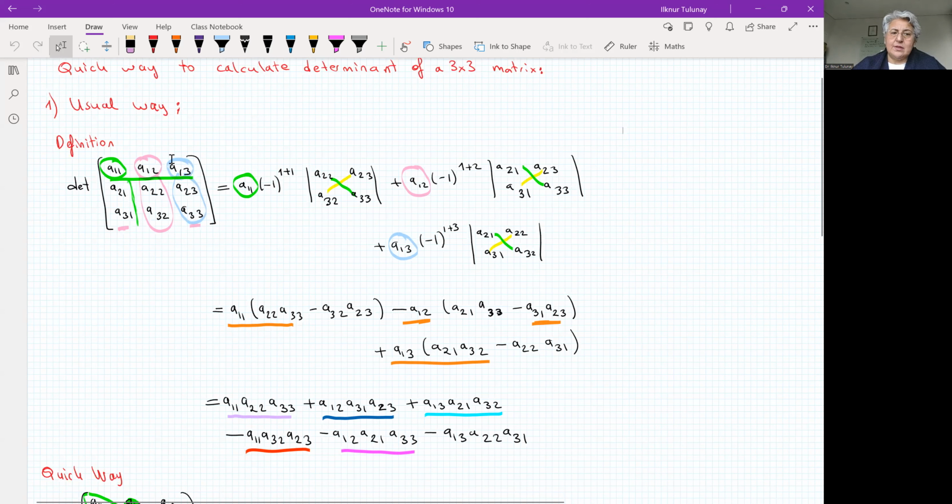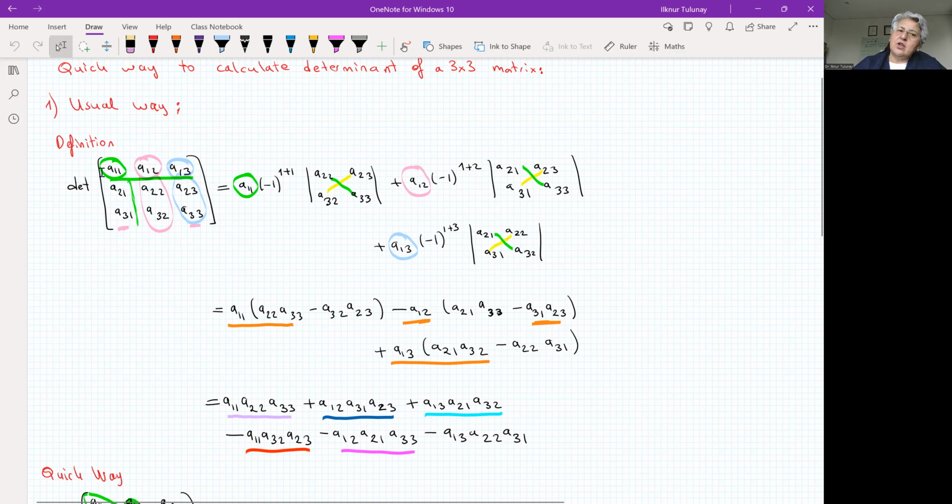Any 3 by 3 matrix can be written like A11, A12, A13. The first index says that it is the first row. The second index says the column. So this is the second row, first column, second row, second column, and so on. This is the third row, first column, third row, second column, third row, third column. So we take any matrix and we would like to calculate the determinant.